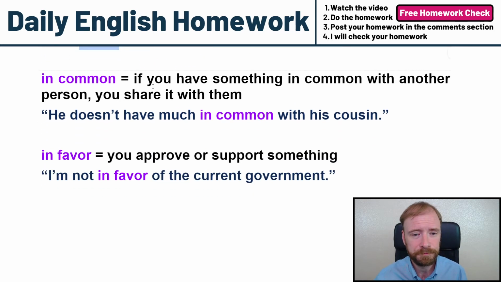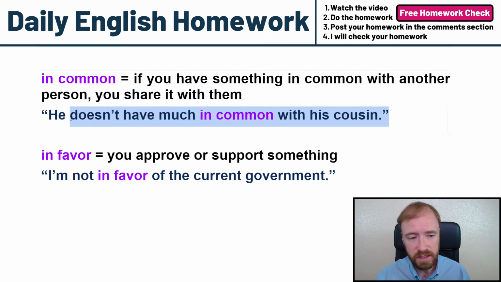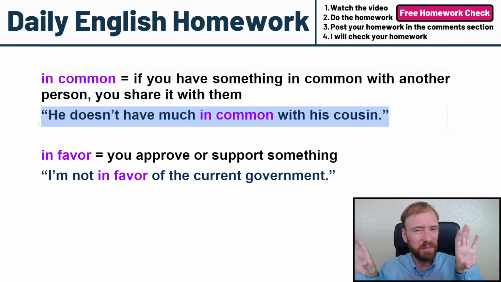In common. If you have something in common with another person, you share it with them. So you have something similar that you like or dislike, something similar about the character or your preference to another person. So he doesn't have much in common with his cousin. So they're very different people. So things you can have in common, hobbies. I like tennis. He likes tennis. We have tennis in common.